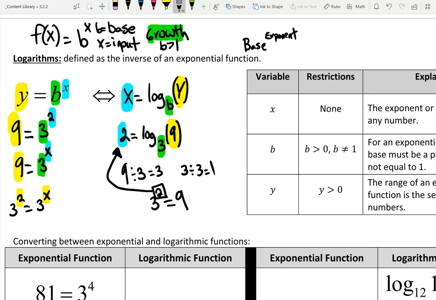Notice in the first part, y equals b to the x. I have an exponential function with my input in the exponent. This is the inverse of that function. It's where x and y are switched. And I have something where, if I know my answer, I can get what I started with.